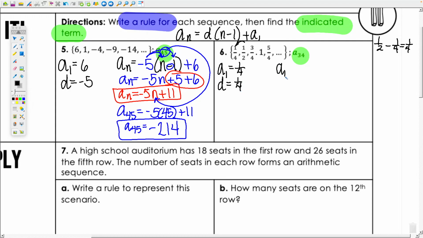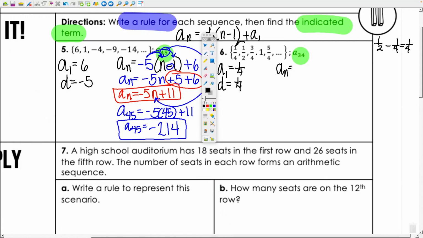Now let's do the formula. I got a sub n, and this is going to be equal to the common difference of 1/4 times n minus 1 plus 1/4 again. I know, they're fractions. We hate them. They look weird. But this is actually an easy problem because you're going to see something that's going to happen with these fractions in just a second. Distribute, and you get 1/4 n minus 1/4 plus 1/4.